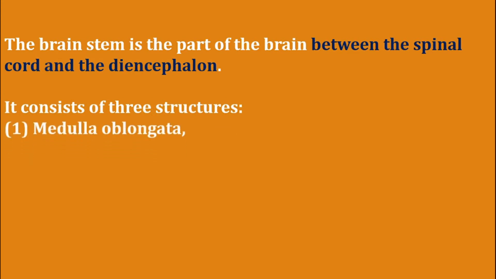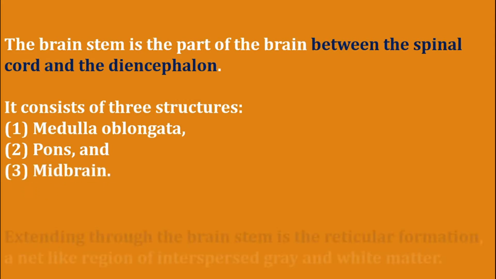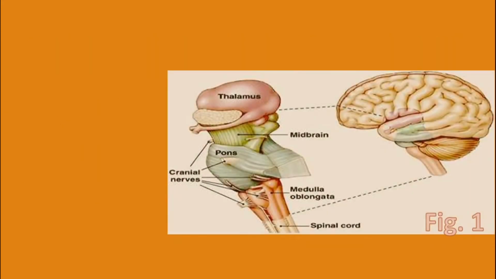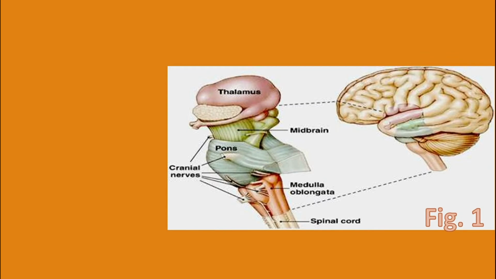First is the medulla oblongata, which is present at the base of the brain stem. Superior to the medulla, there is the second structure, known as the pons. And superior to the pons there is the midbrain. In addition to these three structures, the reticular formation also extends from the brain stem, which is a net-like region of interspersed gray and white matter.